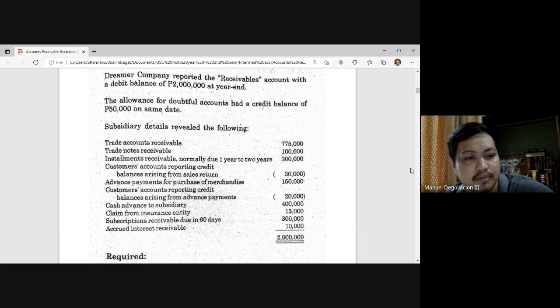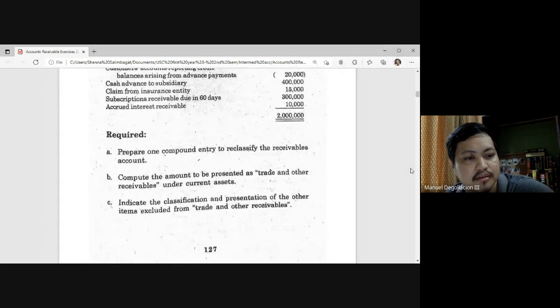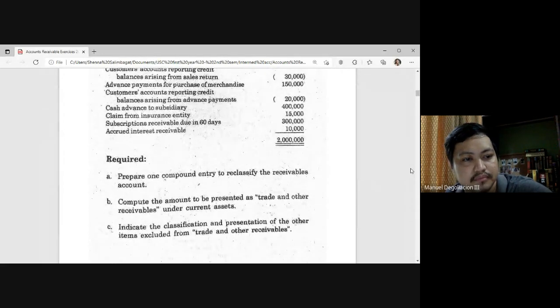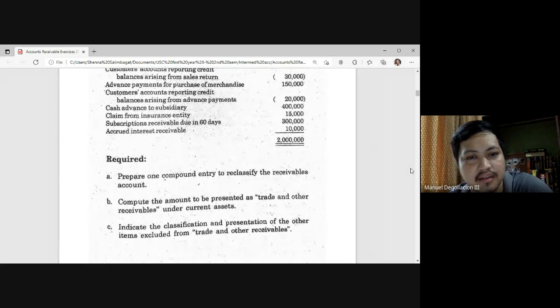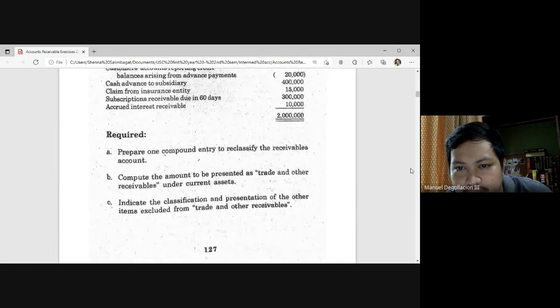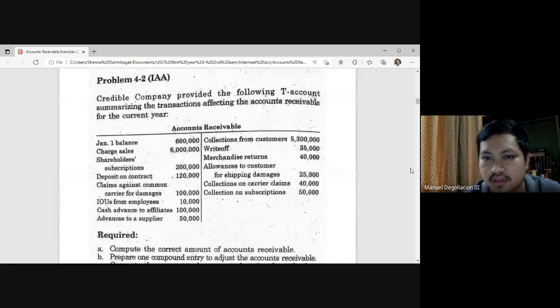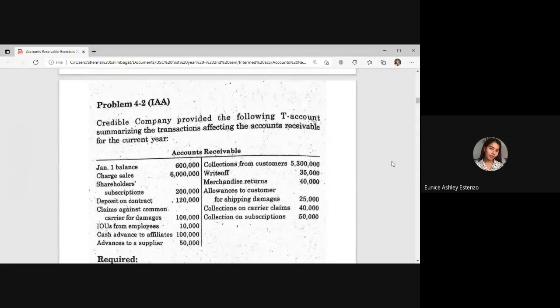What's the third requirement? For those that were excluded, what were excluded, class? The advances to subsidiary, which is again a non-current, and then the credit balances, which are to be reported as current liabilities. Let's proceed to the next problem. Ms. Estenzo, give me a number between 1 to 40. Number 33, sir.